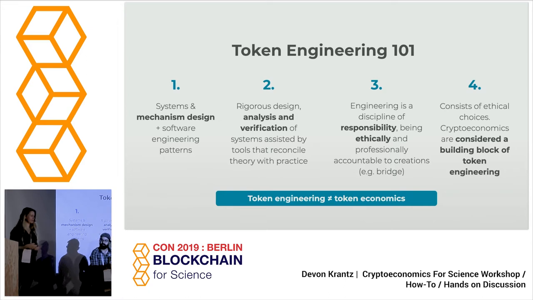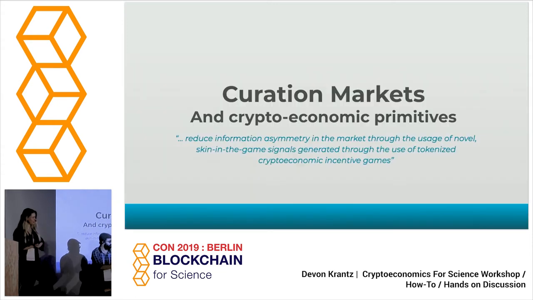We're really starting to see more of an uprise and people actually putting conscious thought into how they're designing their systems now, as opposed to maybe the ICO craze. So the next topic that we're going to talk on is curation markets. And I have here: curation markets reduce information asymmetry in the market through the usage of novel skin in the game signals generated through the use of tokenized cryptoeconomic incentive games.